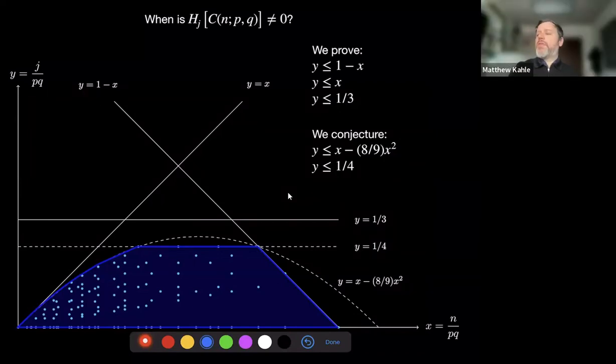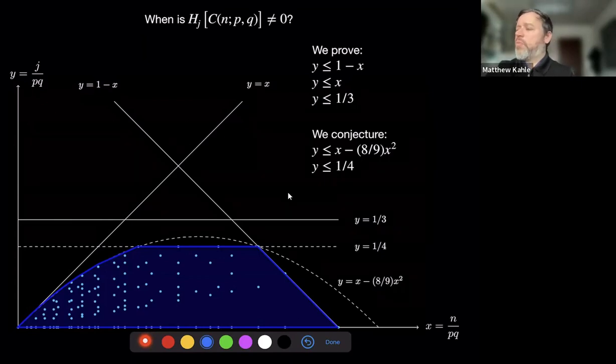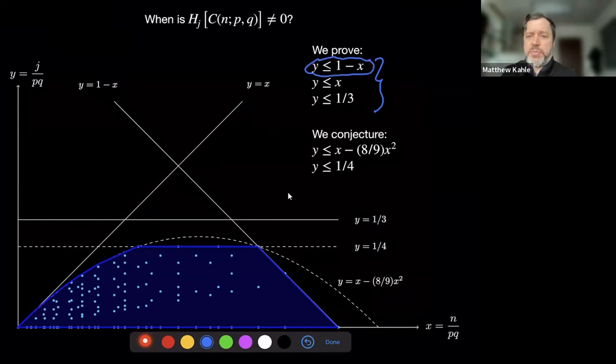So one of the things we show is that if y is greater than 1 minus x, homology has to be trivial. And that's, of these three theorems that I have on this slide, the easiest to prove, because once we have the cell complex, it's immediate from the dimensions of the cells. This one's kind of intuitive though.